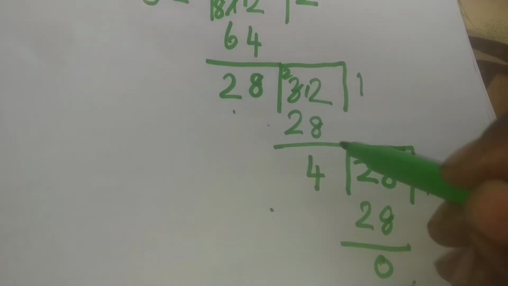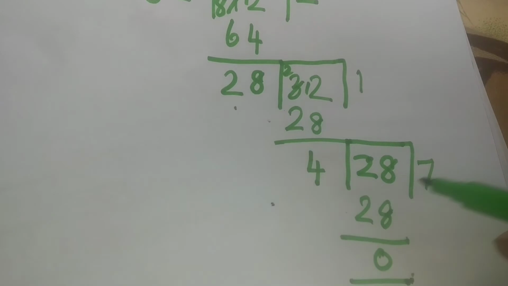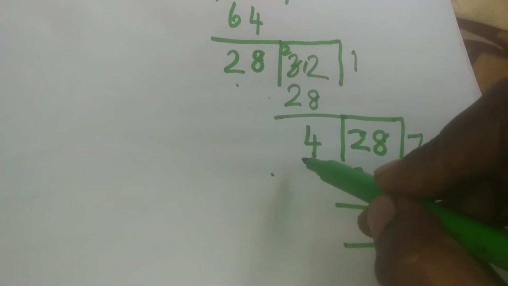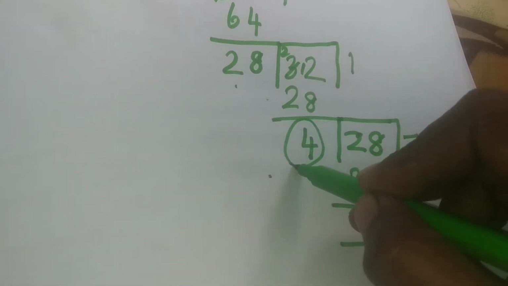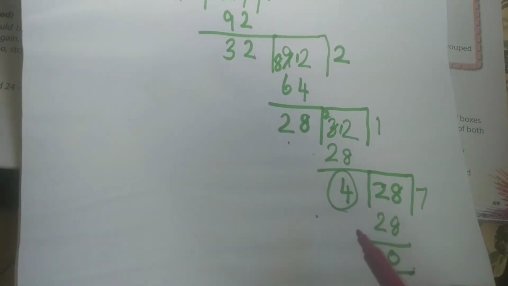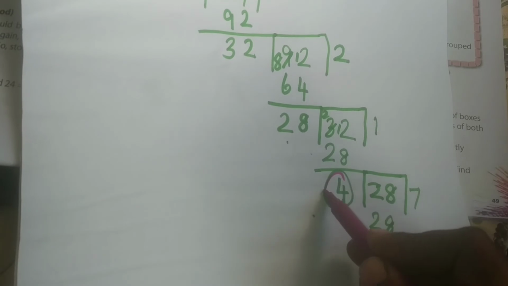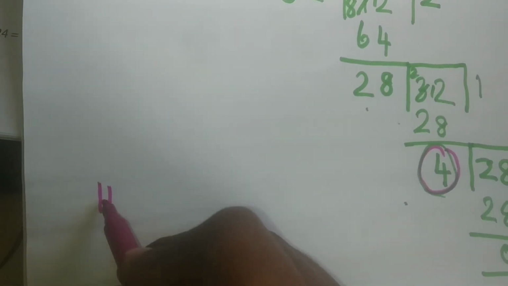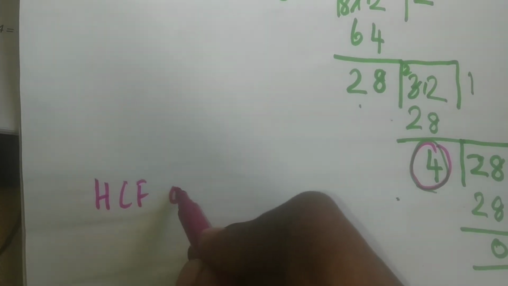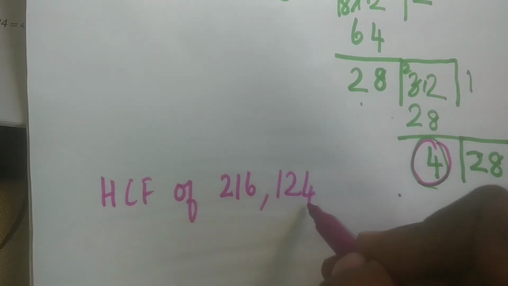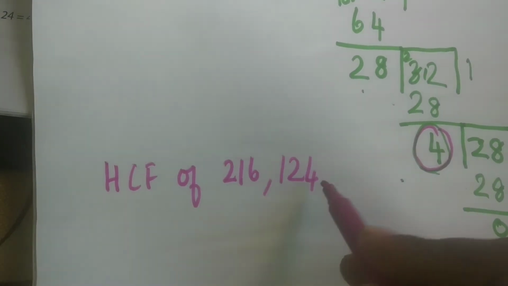So now what are you going to do? Which one is the highest common factor? The last divisor. Which one? The 4. See, after finding each number, we get 4 as the common factor. So the highest common factor of 216 and 124 is 4.